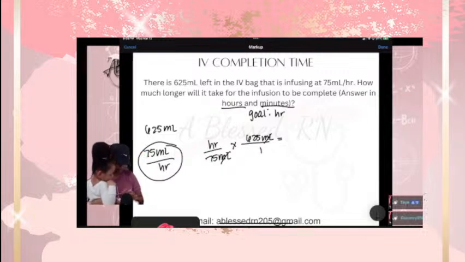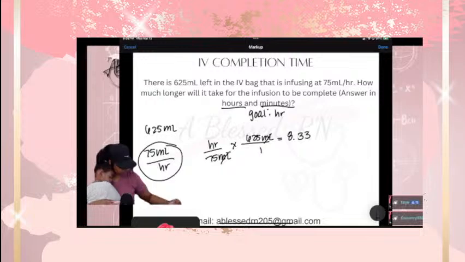Go sleep. 625 divided by 75 is 8.33333 repeating, right? So this part is your hour part. This part is your minute part, okay?